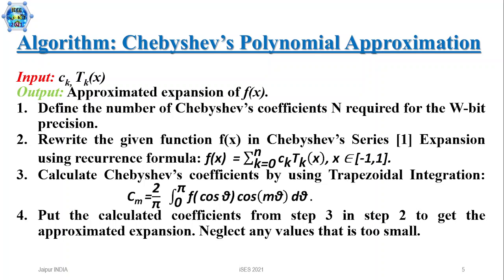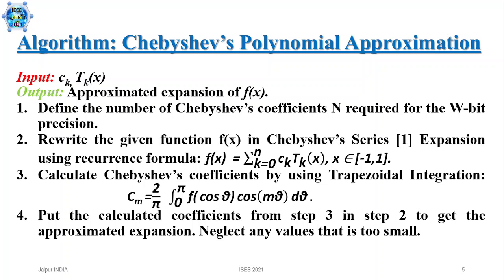In this slide, I will explain the algorithm for the Chebyshev's polynomial approximation. The Chebyshev's polynomial approximation provides a smaller number of iterations or product terms. The algorithm takes ck and tk as inputs and gives the approximated expansion of a given function. Ck is the Chebyshev's coefficients and tk is Chebyshev's polynomial. The algorithm goes like this.